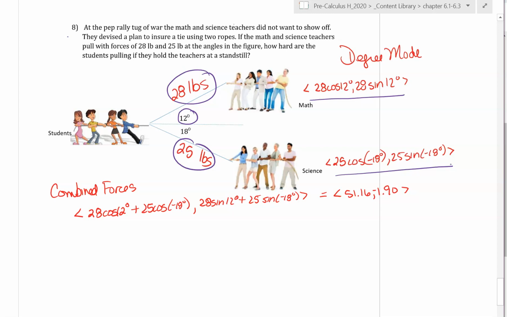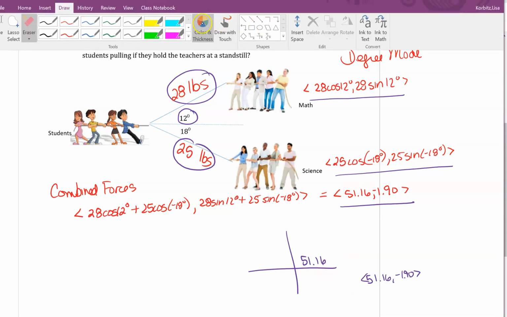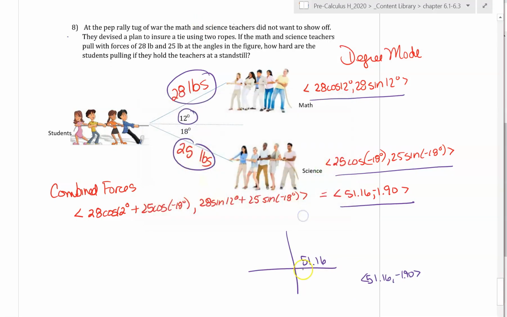So notice if we describe the math teachers and the science teachers separately, now think about it. If we want to combine forces, you would add the x components and the y components. I typed this into my calculator, and this is what's actually happening. So the teachers, we have something like this going on. 51.16, and okay, I actually did a bad job. Looks a little bit more like that. Again, I did kind of a bad job, because that's negative 1.90.